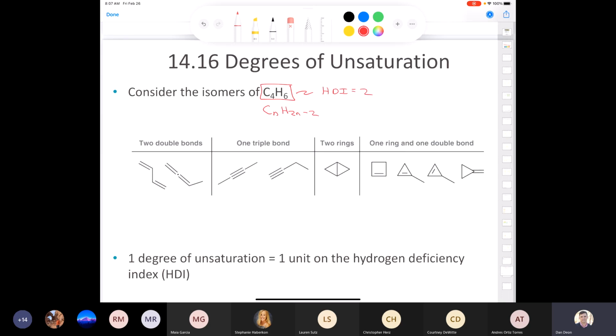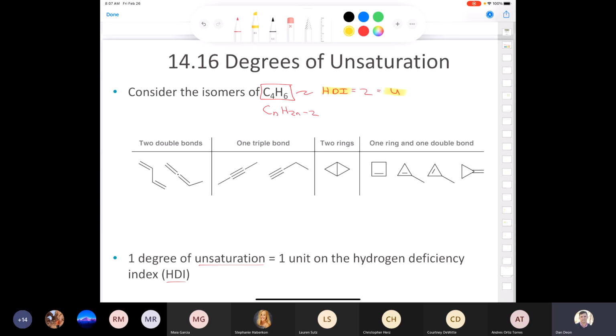Okay, it says here that 1 degree of unsaturation, we call that 1 unit on the hydrogen deficiency index. So sometimes in this class, you'll hear me talk about an HDI, and other times you'll hear me talk about a U, and that's when I'm getting lazy and I just want to call it the number of units of unsaturation. It's a little bit faster, but they both mean the exact same thing.